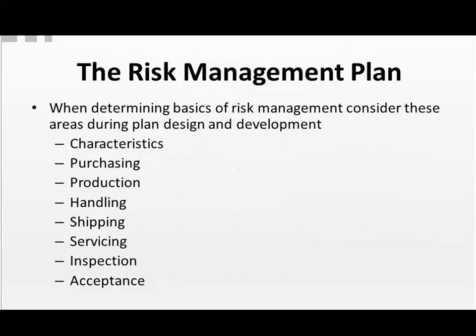Now, when considering the content and the areas of risk to be evaluated and addressed in your plan, you need to consider a few things. Number one, the characteristics of the device. Next, the purchasing of component parts. The production process and the hazards that could be introduced into the device as the device is produced and assembled. What could happen during handling and shipping and servicing and inspection. And then we talk about acceptance and how acceptance is going to be evaluated.